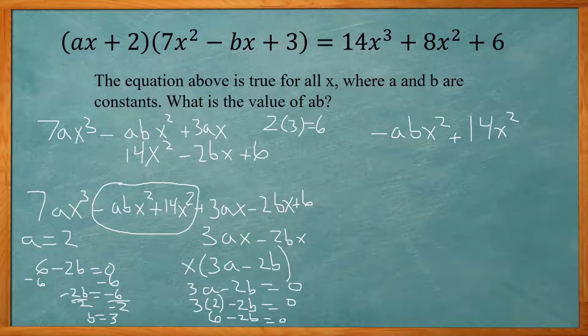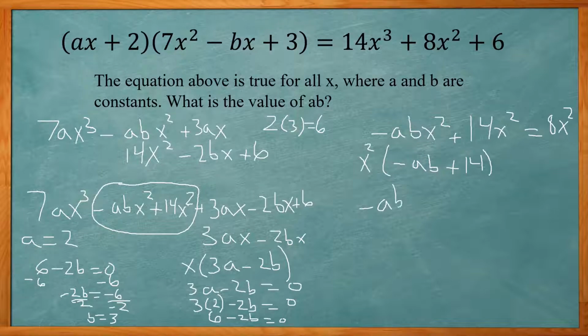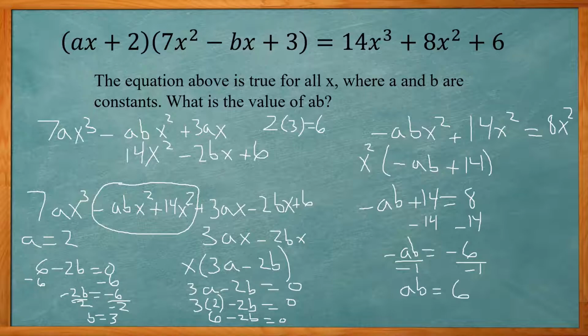Now look at my x squared term up here, 8x squared, so I need it to equal 8x squared. If I factor out the x squared, I'm left with negative ab plus 14. So basically negative ab plus 14 needs to equal 8. So if I subtract 14, I get negative ab equals negative 6. And I need to know the positive, so I just divide by negative 1. So ab equals 6. So that was a lot quicker than going through the other method.